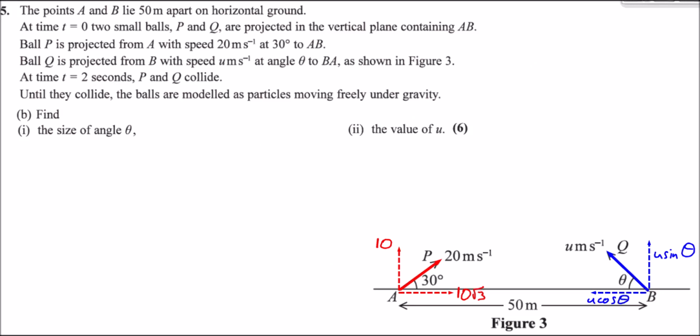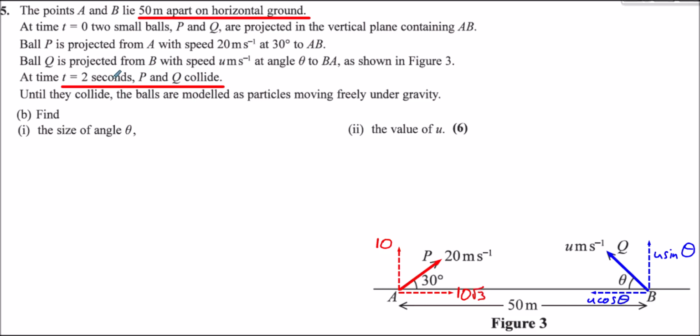Part B, I now need to find for part 1 the size of the angle theta, and also part 2 the value of u. Again, this is a 6 marker. So I'm not really going to aim to do theta or u, I'm just going to see what drops out if I try to piece together the information. So let's just think about the information we've been given so far. Well, we're told at time t equals 2 seconds, P and Q collide. So that's definitely worth noting, as is the fact that they're 50 meters apart on horizontal ground.